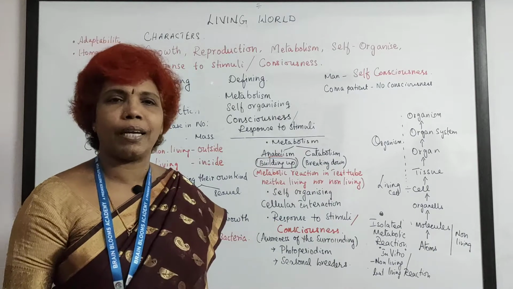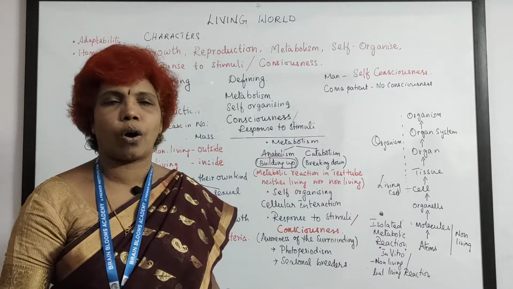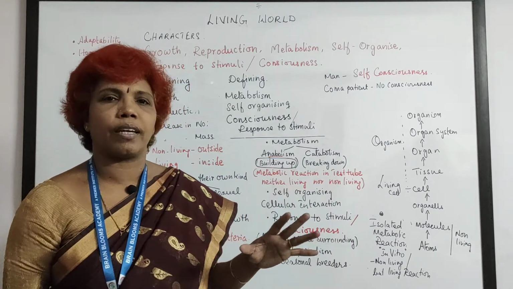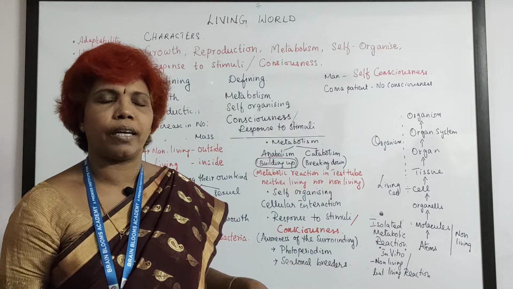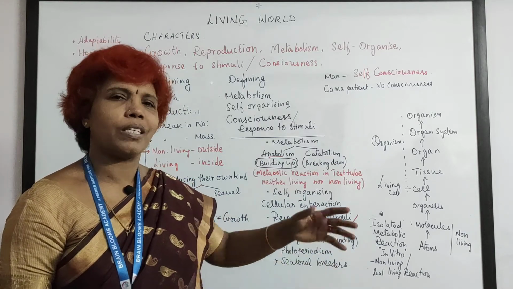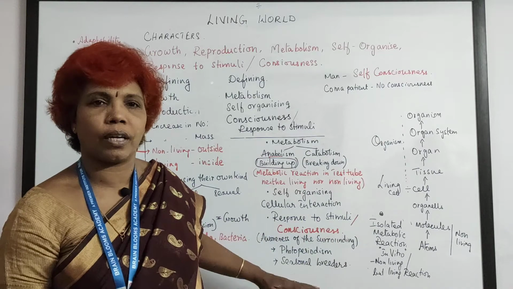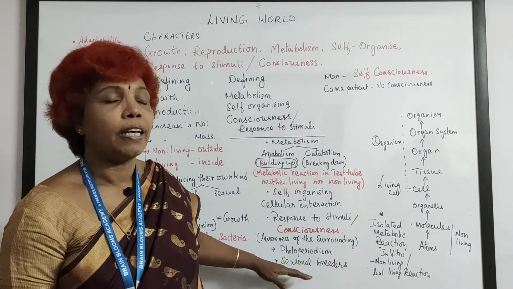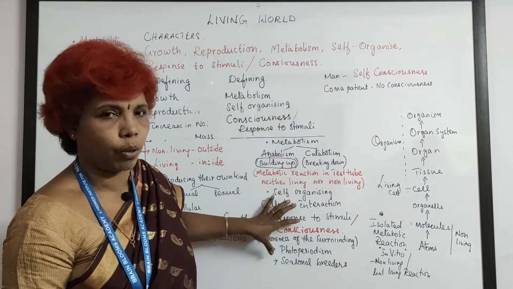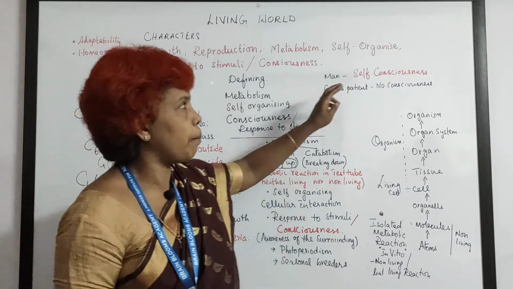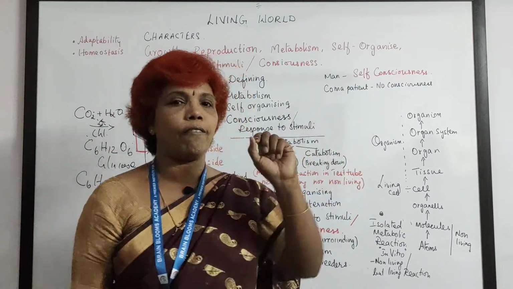And seasonal breeders, you know, the frog goes for breeding only during the rainy season. So for all this, they sense their environment, and accordingly they go with it. Okay, so these are the defining properties. On that, the man comes under self-consciousness.